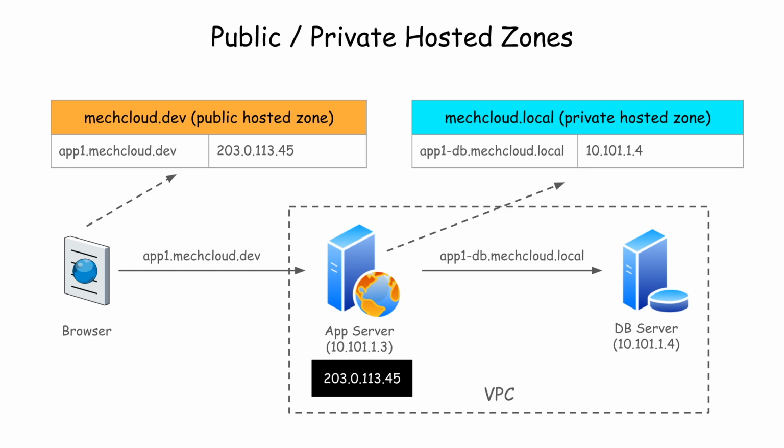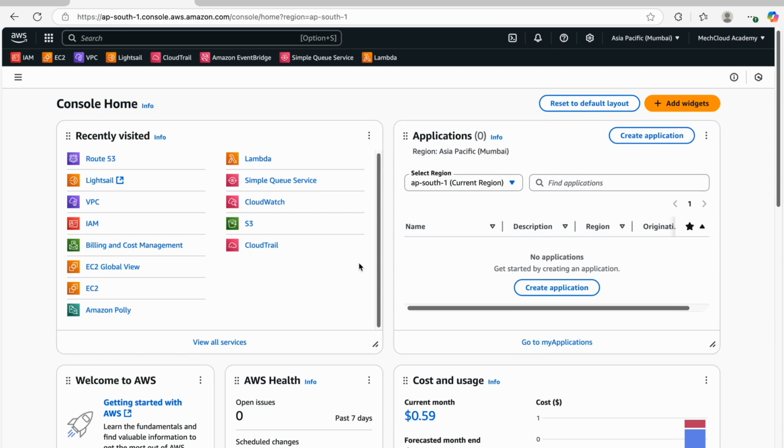So now that we understand the difference, public for the outside world, private for your internal network, let's see how we can create a public hosted zone from the AWS Console. We will cover private hosted zones in a future video. Alright, now that we understand the difference between public and private zones, let's put that knowledge into practice. We're going to create our public hosted zone right now in the AWS Console.